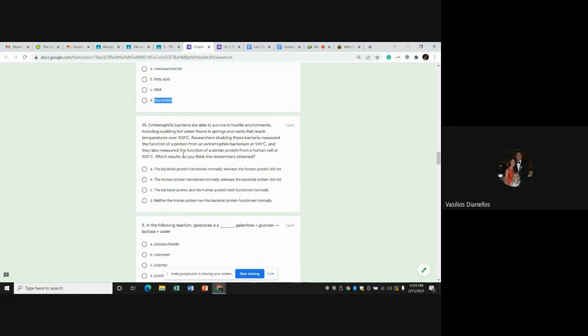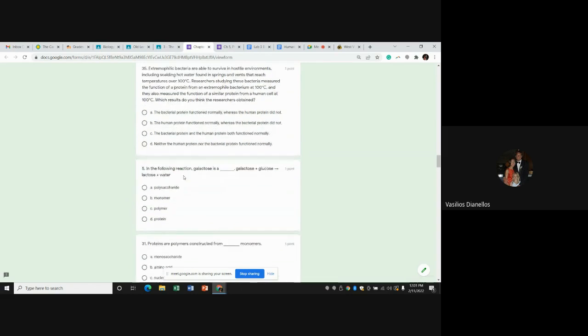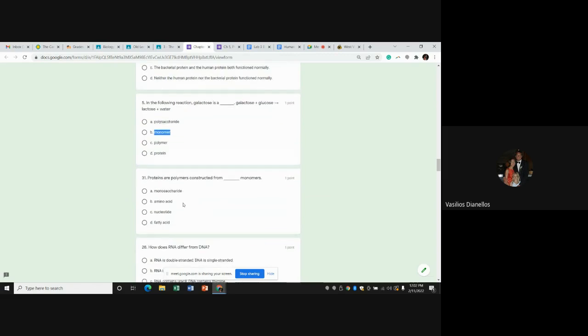This one won't be on the exam. It's just too long. I don't want you spending a lot of time reading questions because your time is limited. In the following reaction, galactose is a blank. So we have galactose plus glucose, lactose plus water. We know here that we have water on the right-hand side, which means we have a dehydration reaction, which means we're bringing things together. So you could guess that since galactose and glucose are coming together to make a larger molecule, galactose is a monomer. But I don't like that. That's not specific enough. I probably will not have that on the exam.